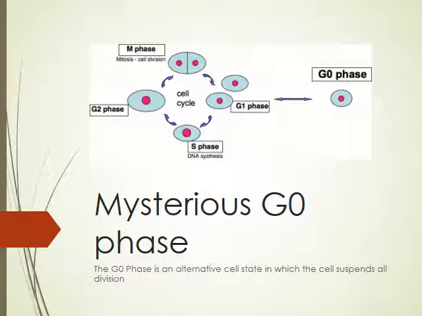It's called G0. It's not called go. It's like the opposite of go. It's G0. This is where the cell stops all cell division. If the cell's not big enough in G1, it doesn't divide. It enters into a G0 state, a suspended state.